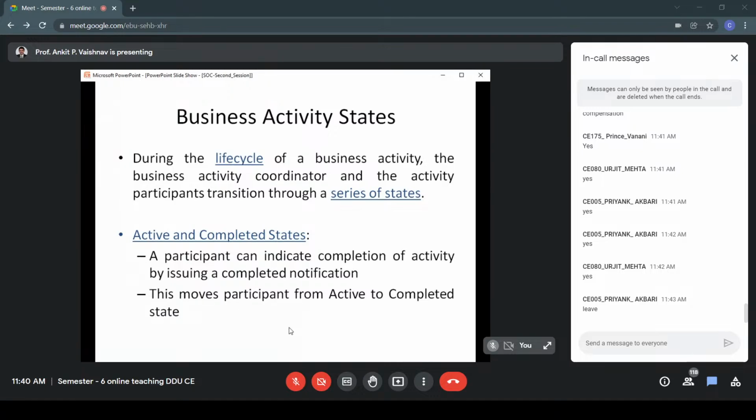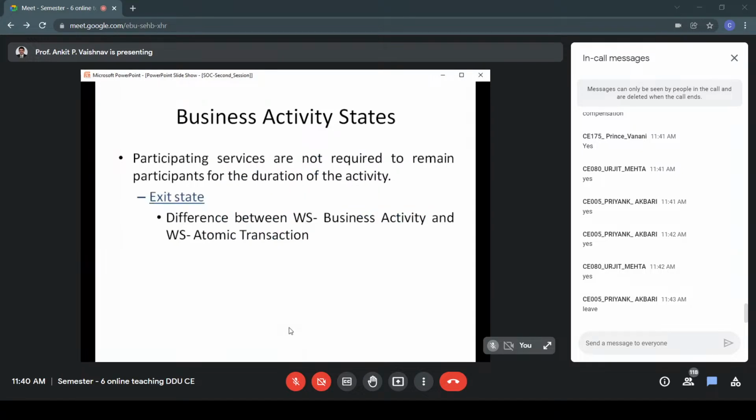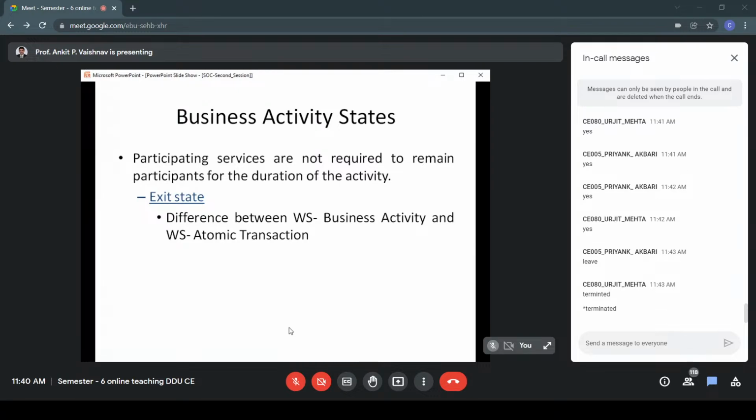So from completed state, we have to make one more transition. And which will that be? From completed state, we have to make one more transition, and that is to exit state. Are you following what I'm saying? Or terminated. Yes, you can say terminated, but we call it exit over here.